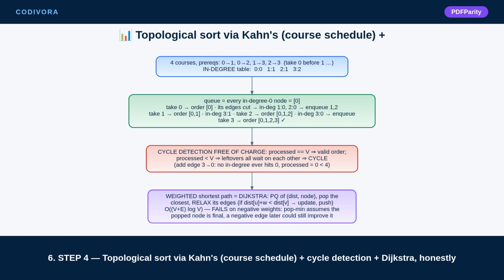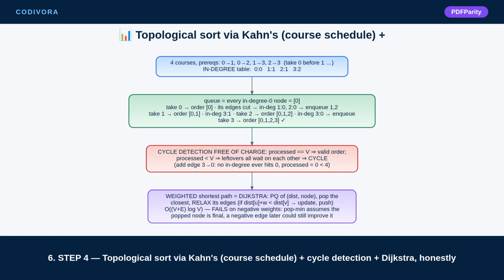Here's how it flows on screen. For courses, prereqs: 0 then 1, 0 then 2, 1 then 3, 2 then 3. Take 0 before 1. In-degree table: 0:0, 1:1, 2:1, 3:2. Next, the queue holds every node with in-degree 0.